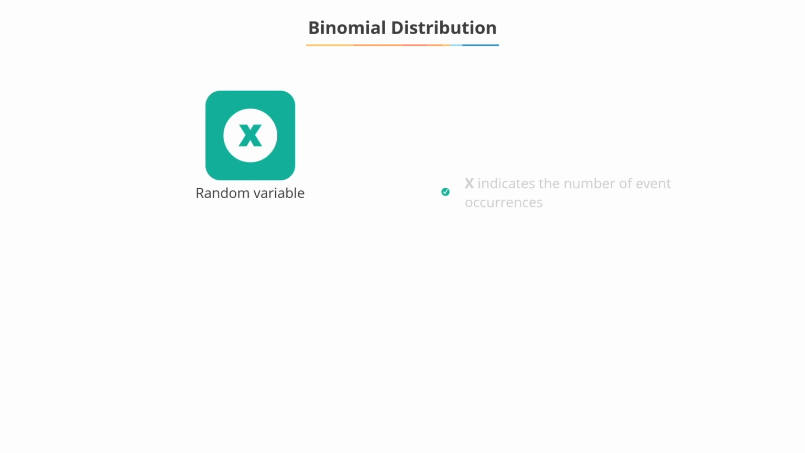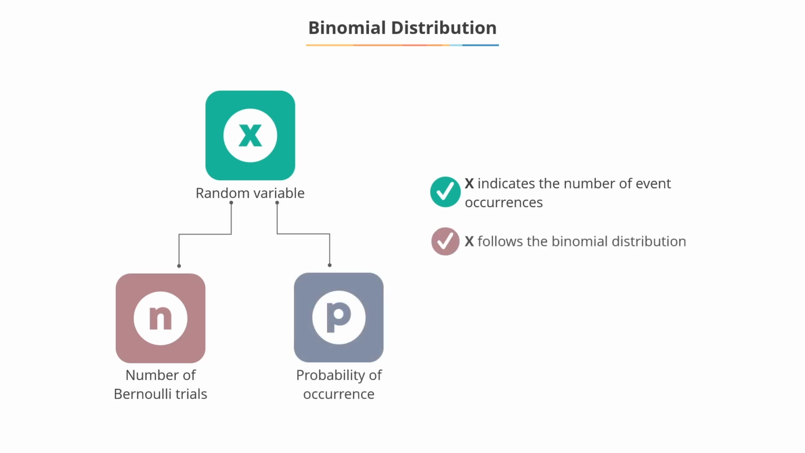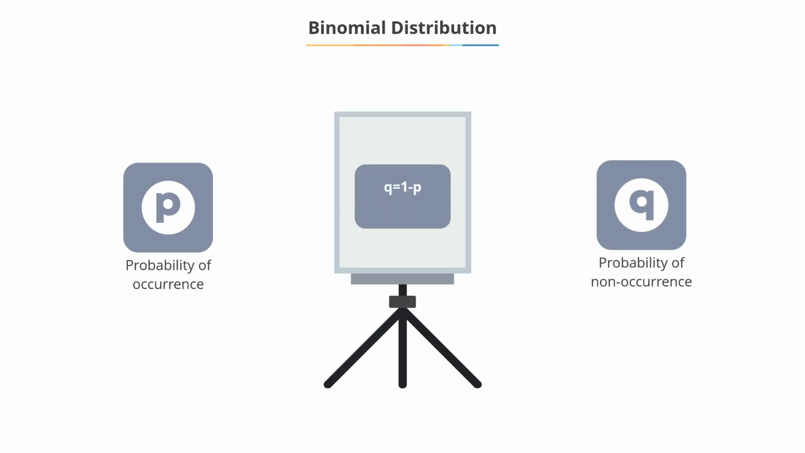Look at this example. Let x denote a random variable, RV, that indicates the number of times an event occurs in n Bernoulli trials with probability p of occurrence in each trial. Then, x is said to follow a binomial distribution with parameters n and p. p is referred to as the probability parameter. If p is the probability of occurrence in a trial, the probability of non-occurrence is q equals 1 minus p, which is also a constant.